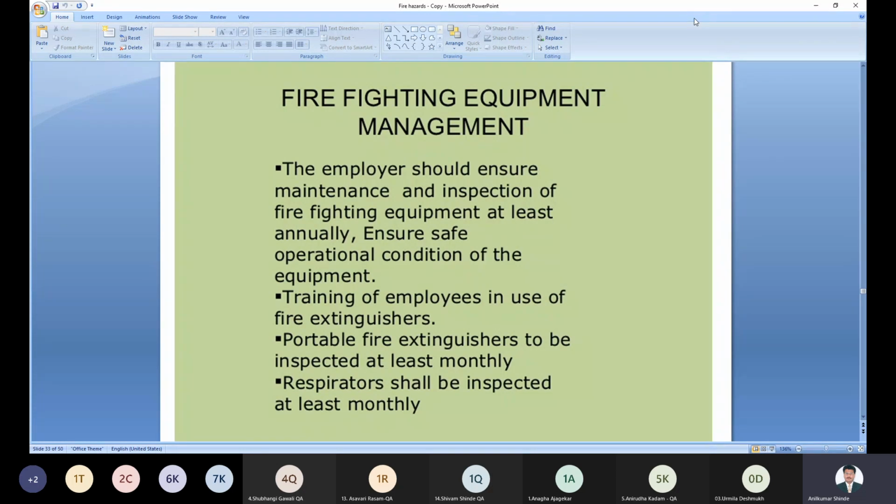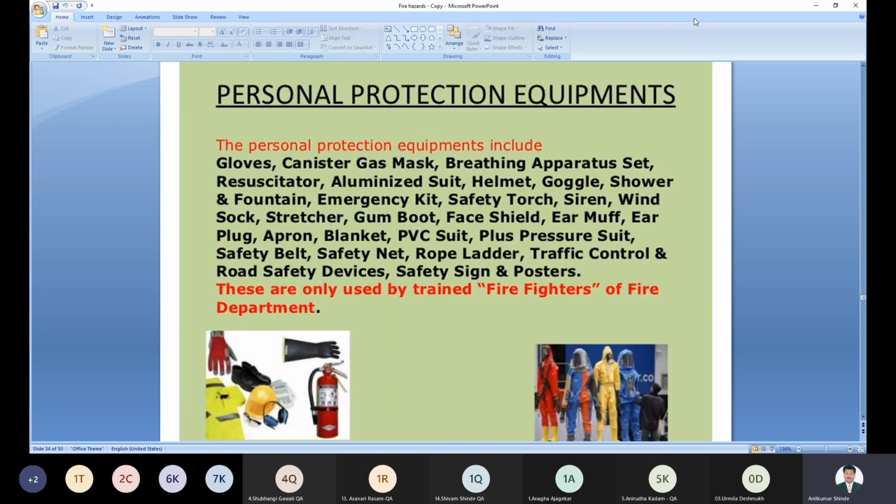Training is given to every employee on how to handle the fire extinguishers. The portable fire extinguishers should be inspected at least monthly. Respirators should be inspected at least monthly. If you are using the fire equipment, we have to use the respirator to avoid problems to those who operate the fire extinguishers. We have to check whether the respirators are functioning properly or not.